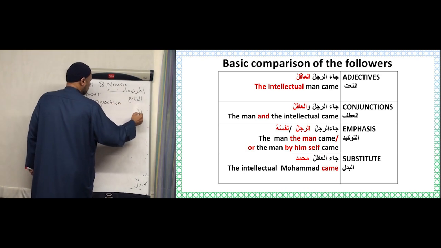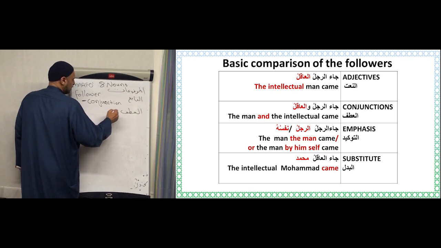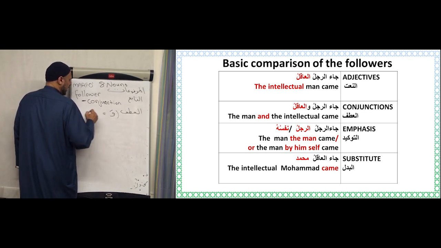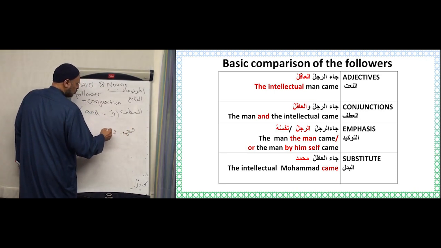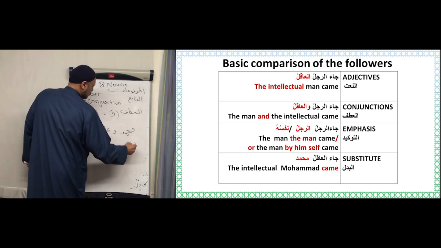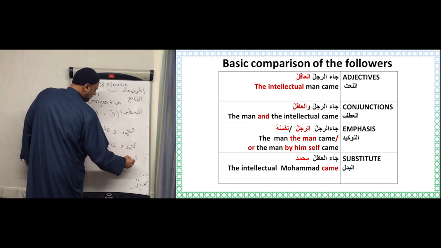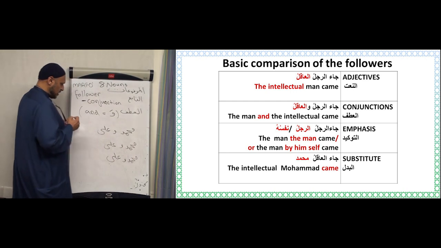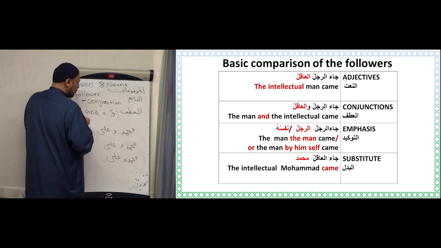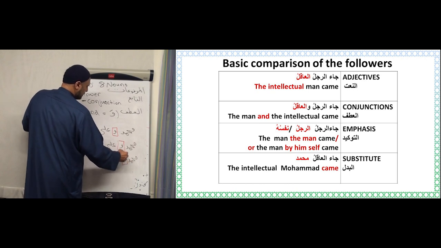We call it al-atf, which is wa, meaning and. So we have Muhammad wa Ali. Muhammad wa Ali. This waw is our conjunction component.